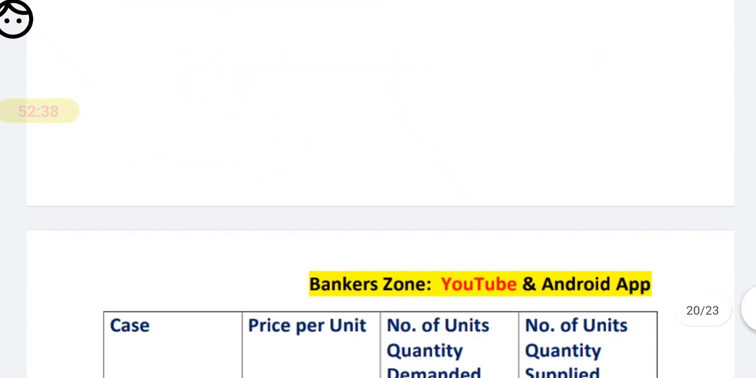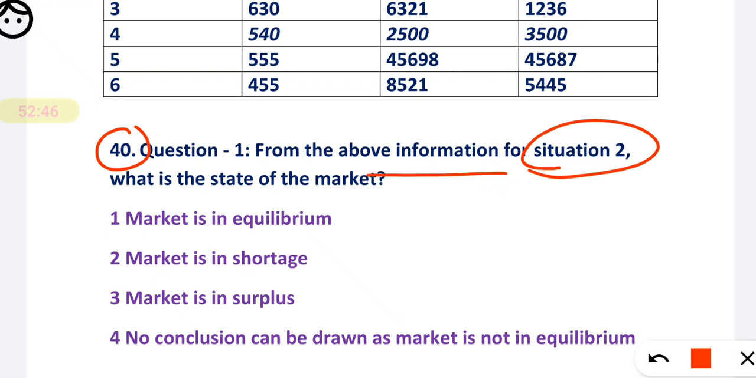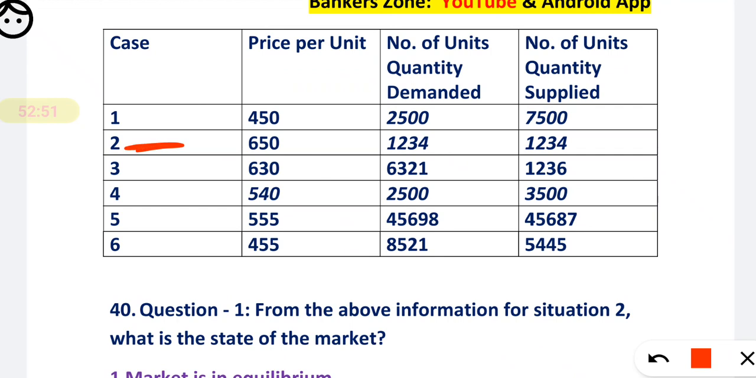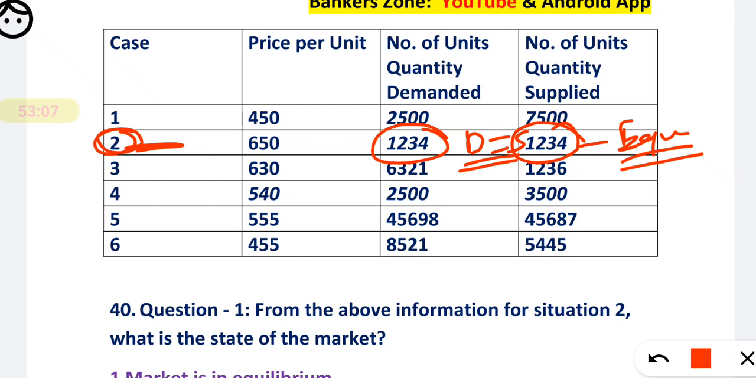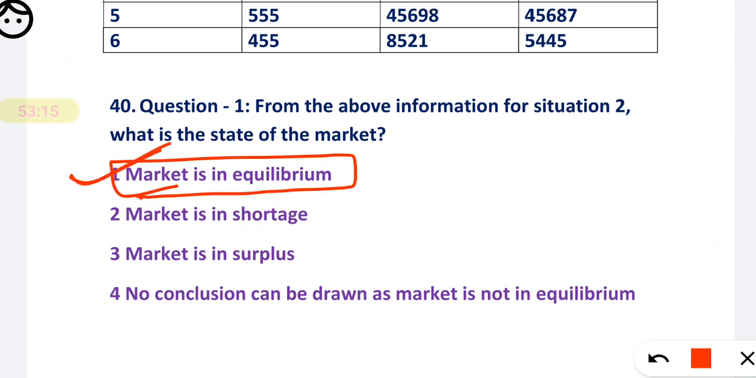Very easy. Now the same question, number 40. For the above information for situation number 2, what is the state of the market? We have to find just simply, very simple. See, for situation number 2, what is the quantity demanded? 1, 2, 3, 4. What is the quantity supplied? 1, 2, 3, 4. That means our demand is equal to supply, and this situation is called the equilibrium, when your demand is equal to supply. So for question number 40, market is in equilibrium. So this is the correct answer. No need to read further options.